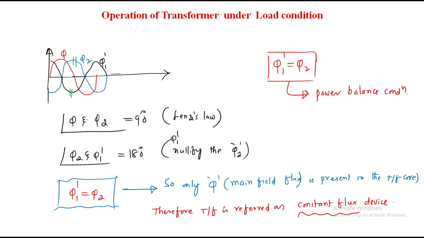The phase angle between phi and phi 2 is 90 degrees, by Lenz's law. But the phase angle between phi 2 and phi 1 dash is 180 degrees. It has to oppose only. That's why phi 1 dash should be equal to phi 2. This is the power balance condition of a transformer under load condition. This is about the concept of the transformer under load condition. Thank you.